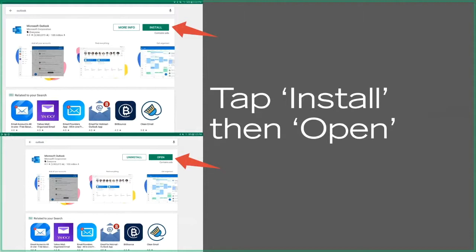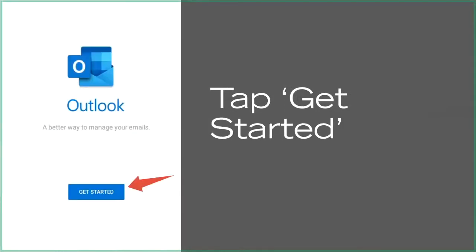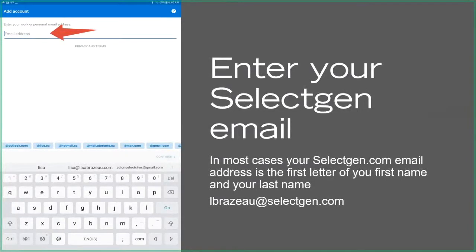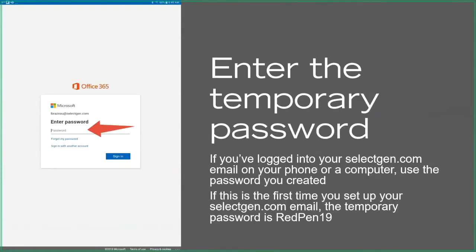But once it has, this next screen will take place where you'll be able to click the Open button. Once you've clicked the Open button, it will actually open Outlook, and you will want to tap Get Started. The first thing it's going to ask you for is your SelectGen email address. So in most cases, your email address is the first letter of your first name plus your last name. So there's an example of mine, elbrazo@selectgen.com. Once you've put in your address, hit enter, and it will ask you for a temporary password.